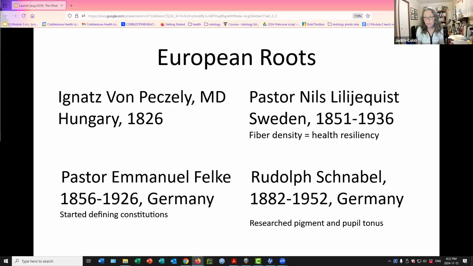Rudolf Schnabel, also in Germany, researched pigment and pupil tonus. So when we look at pigments, this is where one of the theories got launched that has been proven to be incorrect. And that is that when we see different color flecks in the eyes, he thought it was the result of toxic exposures. We now know that is not true. Pupil tonus, we've got some great information on that. So he laid a wonderful foundation for us there.